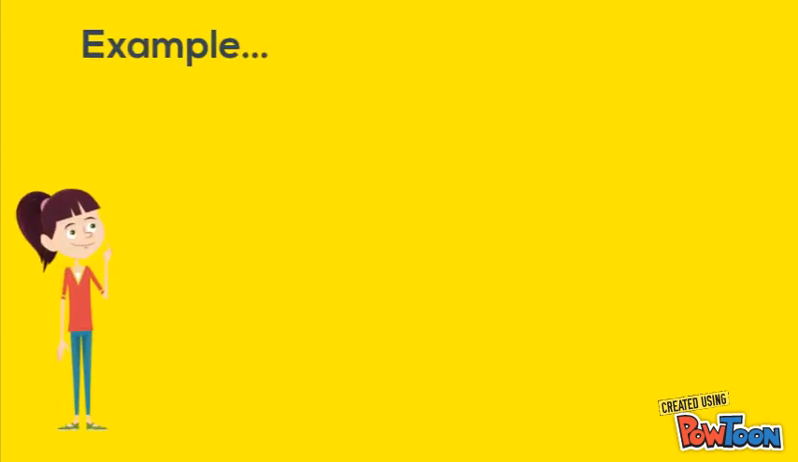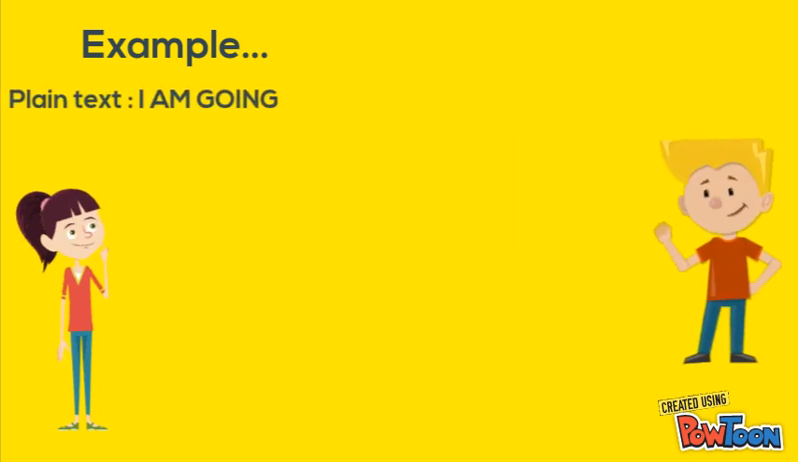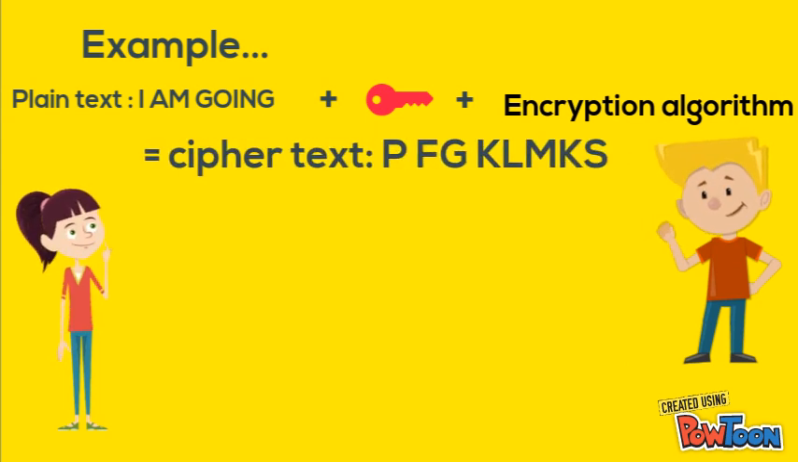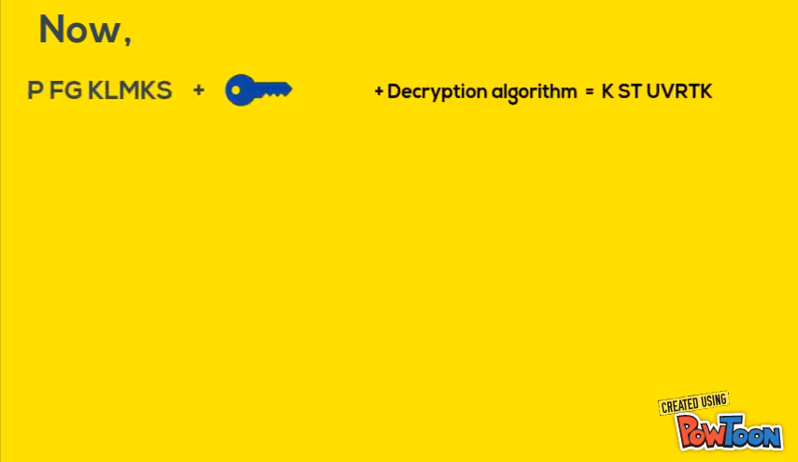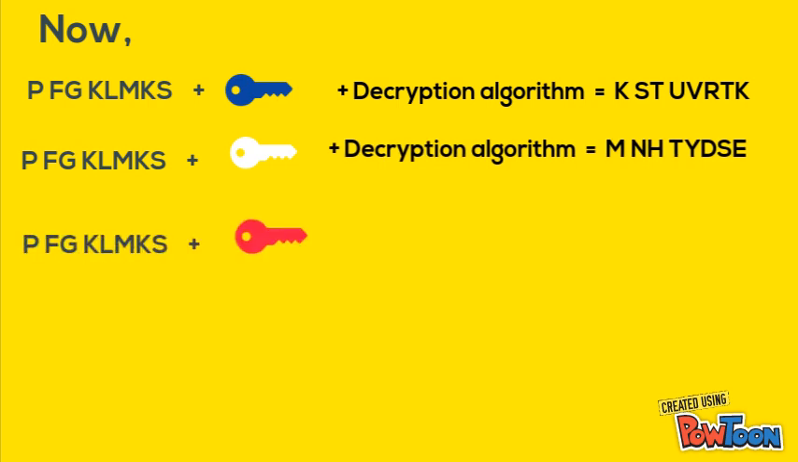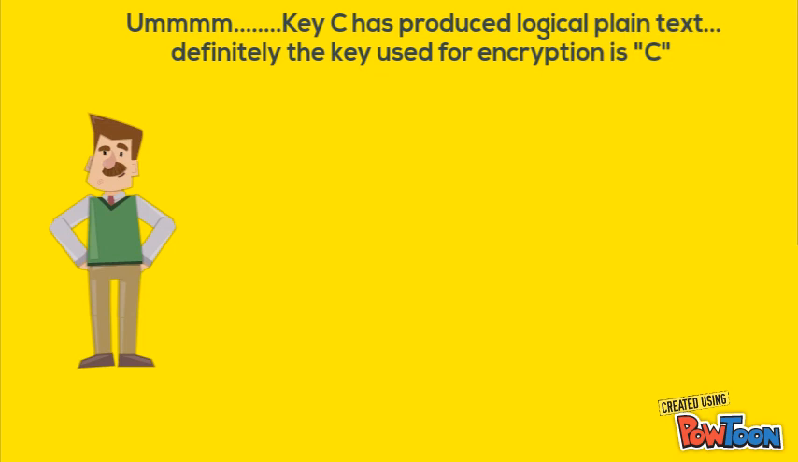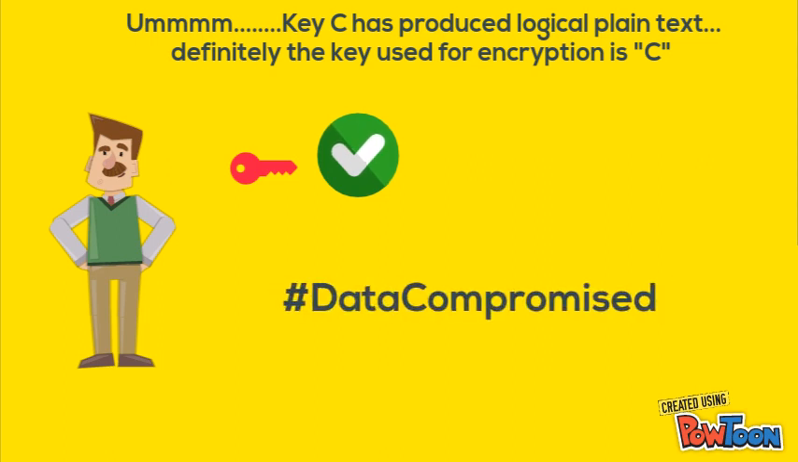Consider an example. Here, the plain text is, I am going. Using a key with some encrypting algorithm, a ciphertext PFG KLMKS is obtained. Now, the attacker will try to decrypt the obtained ciphertext by trying all the possible keys one by one along with the decryption algorithm. Now, only the key of pink color yields a valid looking plain text. The data is now compromised.